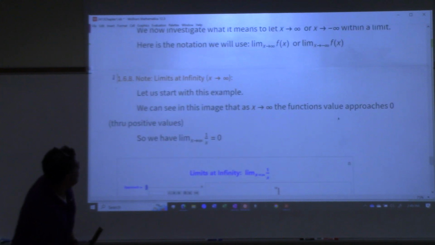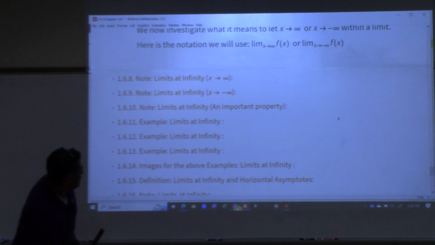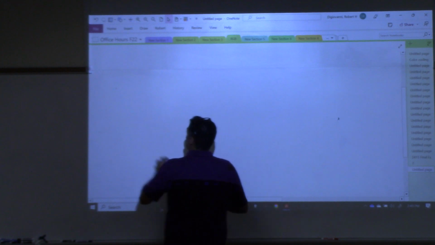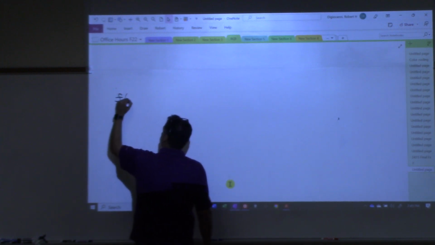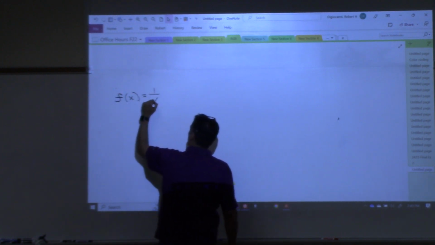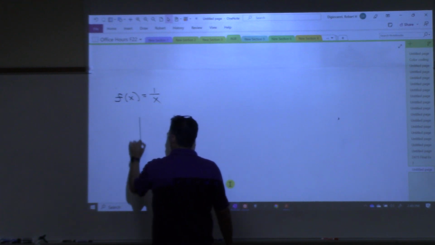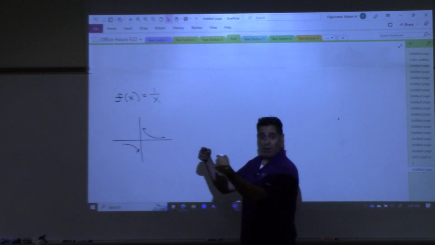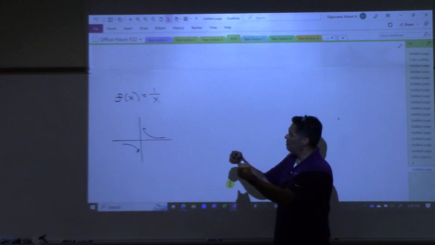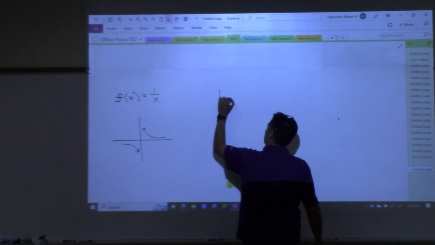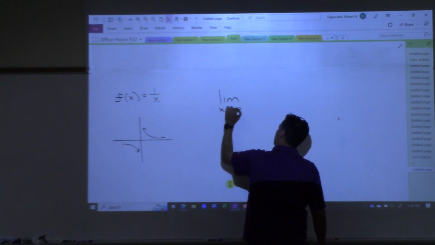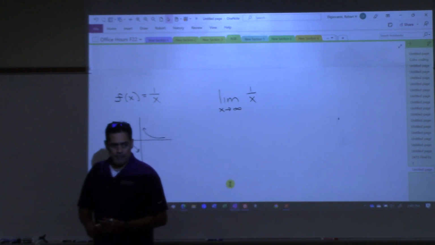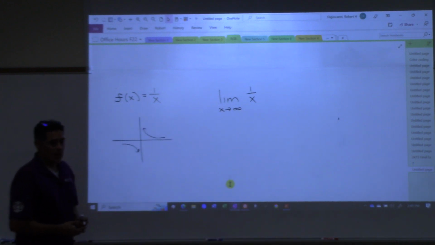So we'll take a look at our first example of this, and we go back and look at this one function. This function just has so many nice properties. f of x equals 1 over x, right? We already know what the graph looked like. As we approached 0, we knew what happened. But what about this? What's the limit as x goes to infinity of 1 over x?